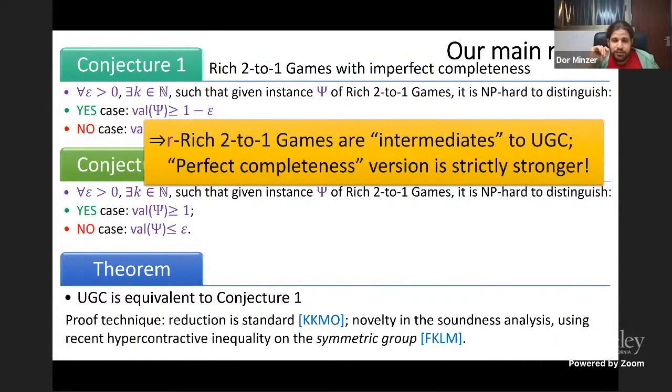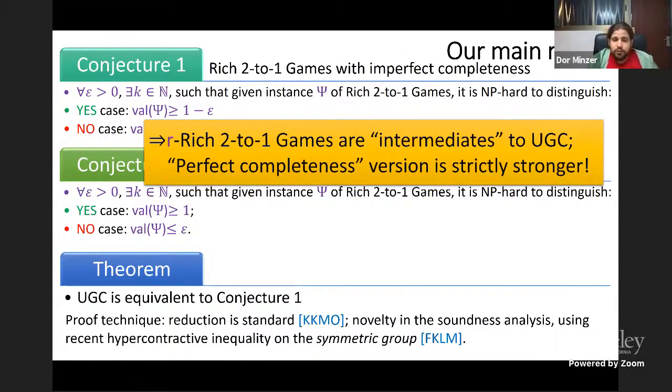The other direction is more tricky, and this is where most of our effort goes. I should mention that the reduction itself is standard. It's a reduction from a paper by Kindler et al. But to do the soundness, we have to use some new analytical tools, and in particular, some hypercontractive inequality on the symmetry group.